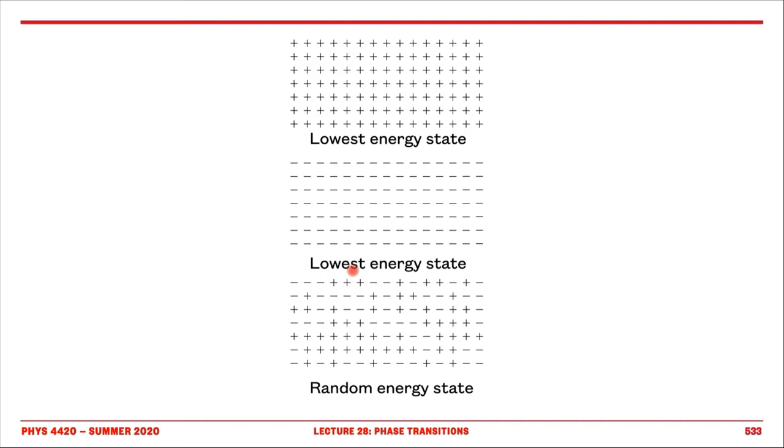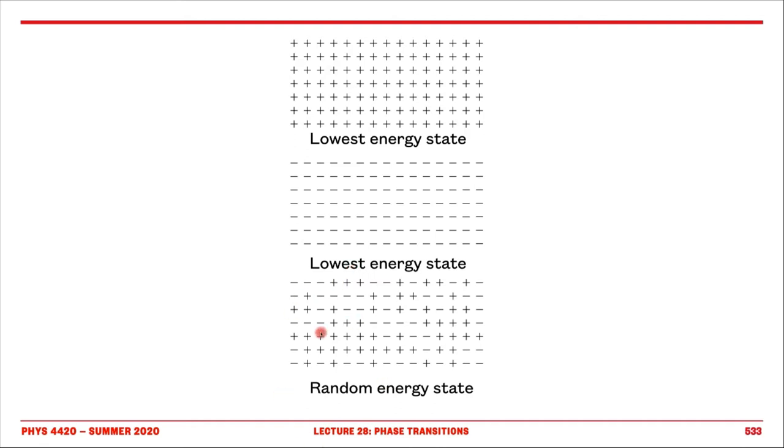So here are three examples of square lattices. Actually, they are rectangular, but they're periodic. We have a degenerate energy state for the ground state, where all the spins are aligned, either all up or all down. The energy will be the same in both cases. This is the minimal energy that you can get, so this is the optimal configuration.